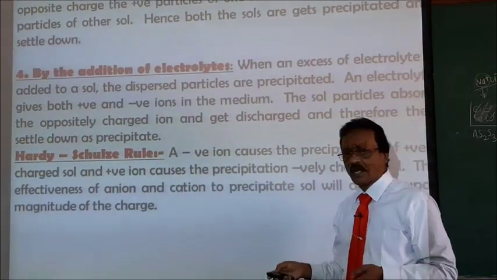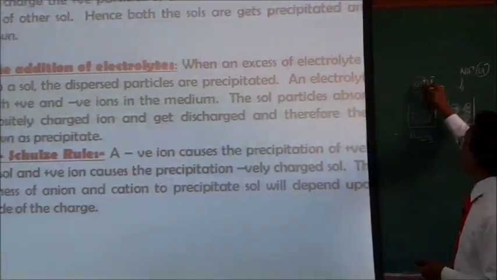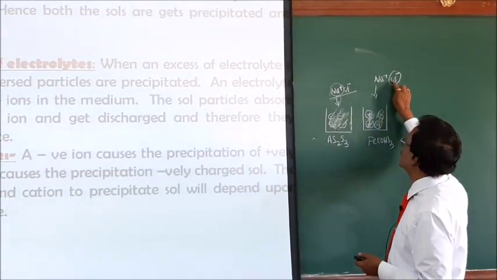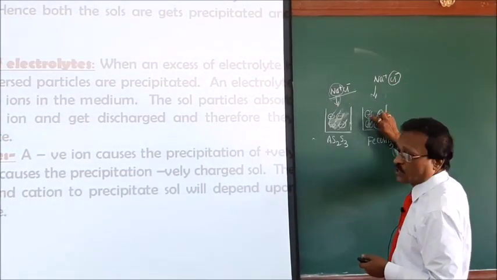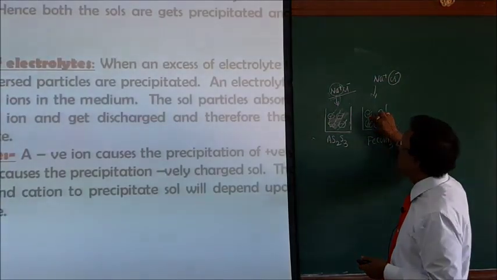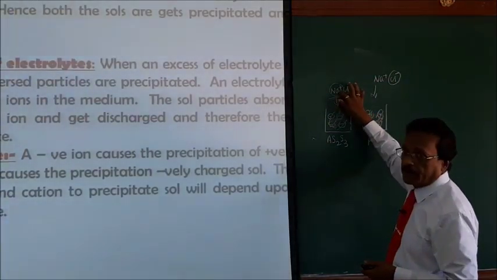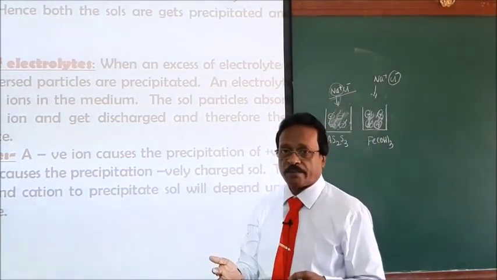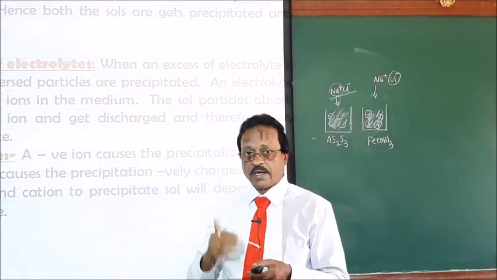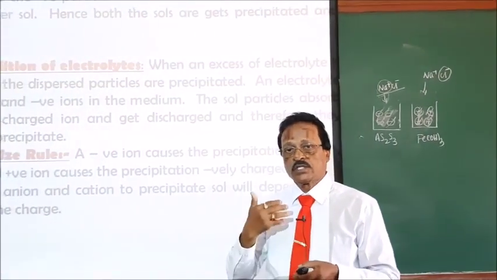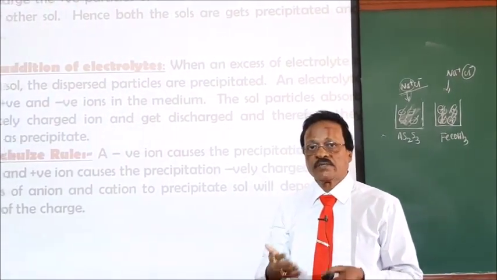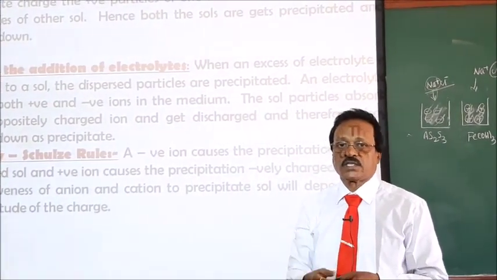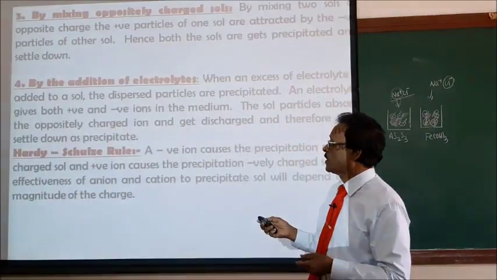As I told you, the positive ion of the electrolyte brings about the coagulation of a negative particle, and the negative ion brings about coagulation of a positive particle. The precipitating power of an ion on the oppositely charged particle increases with increase in the valency, that is, the magnitude of the charge of the ion. I will give examples of the Hardy-Schulze rule.